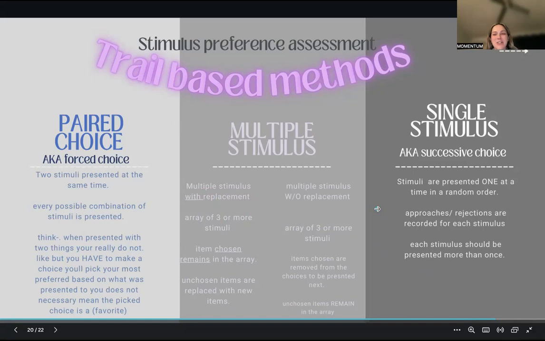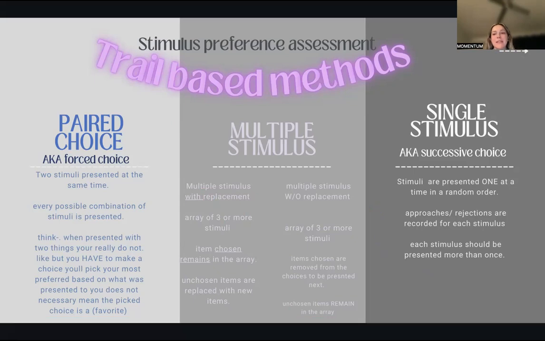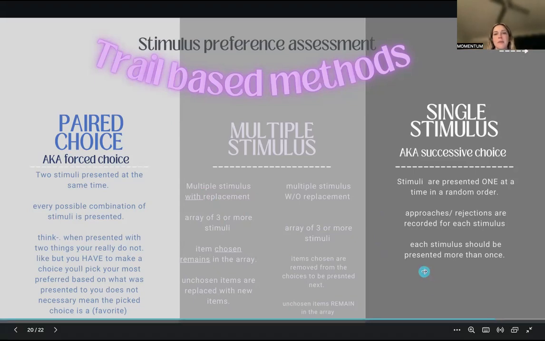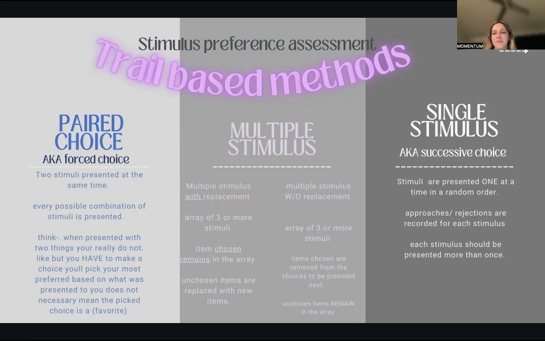And then we have single stimulus. Stimuli are presented one at a time in random order. So approaches and rejections are recorded for each stimulus. This is something as simple as, do you want to play with the iPad? No? Okay, next. And you make a recording of that. Maybe not so monotone and boring how I just said it, but get creative. Then each stimulus should be presented more than once when you're doing single stimulus.